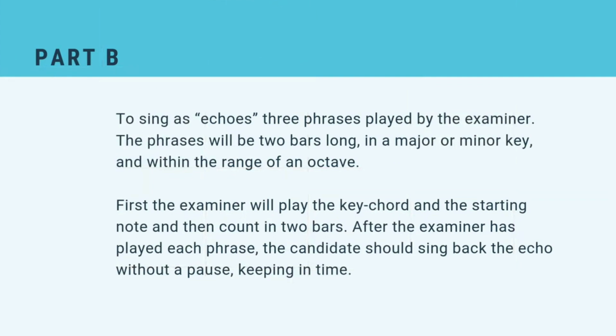Part B. To sing as echoes 3 phrases played by the examiner. The phrases will be 2 bars long, in a major or minor key, and within the range of an octave. First, the examiner will play the key chord and the starting note and then count in 2 bars. After the examiner has played each phrase, the candidate should sing back the echo without a pause, keeping in time.